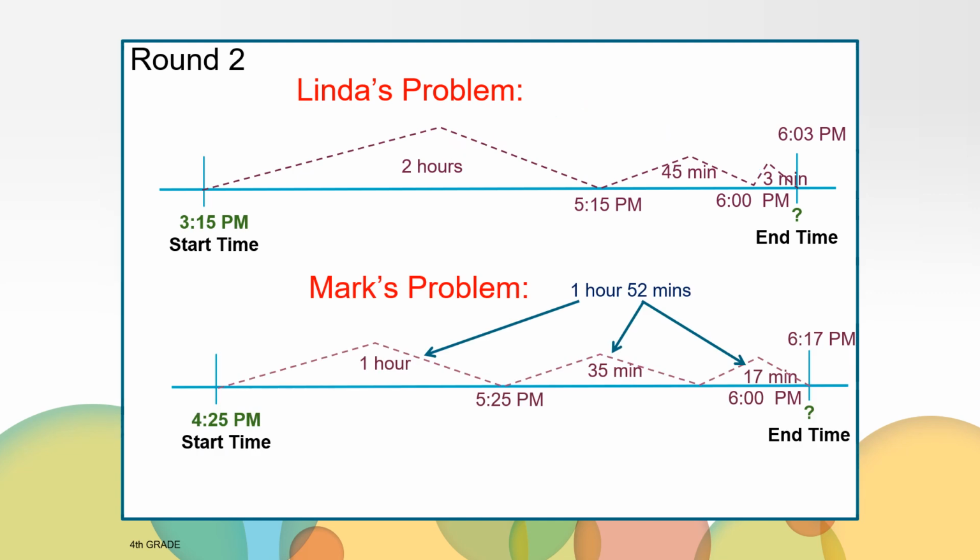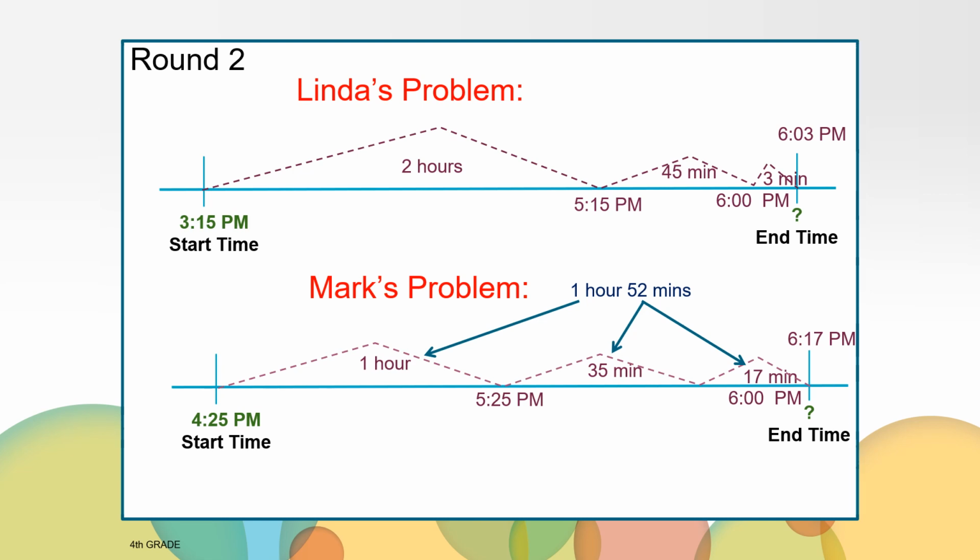Mark also used a number line to show his thinking. He started his homework at 4:25 p.m. and worked for 1 hour and 52 minutes. Mark added 1 hour to 4:25 p.m. to get to 5:25 p.m. He knew he still had to add 52 minutes to the time.